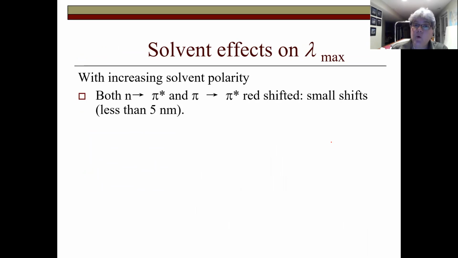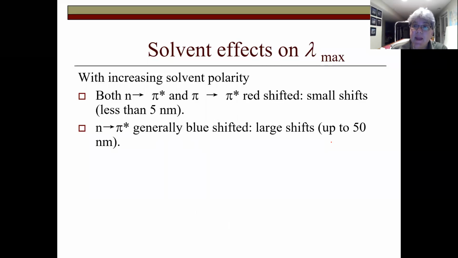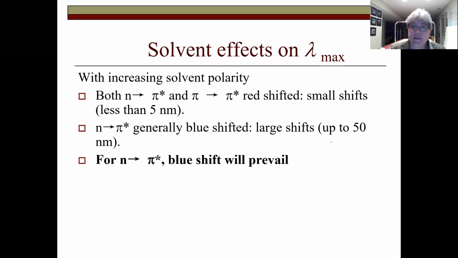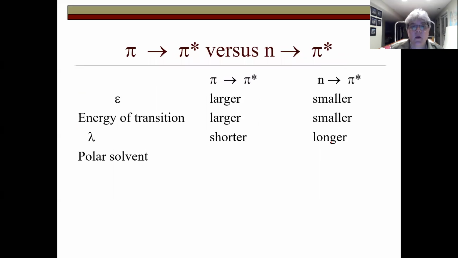Okay, we've seen that both the N to pi star and pi to pi star have small red shifts. But the N to pi star has this large blue shift on top of that. So for the N to pi star, the blue shift is the one that prevails, is most important, the main effect.